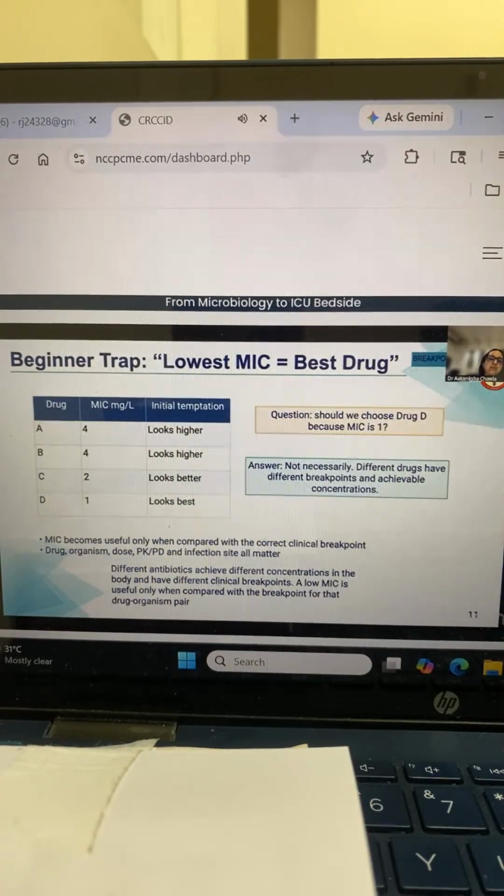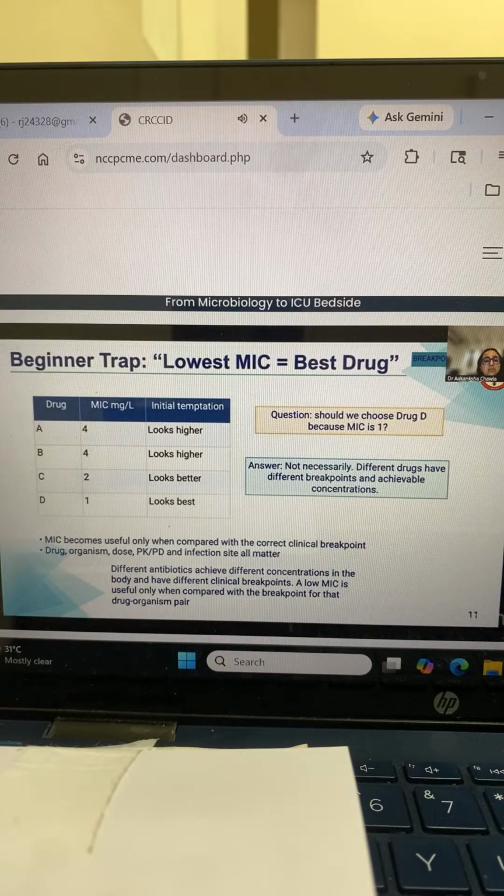Let's understand this with an example. For example, your patient's blood culture is growing E. coli and you've tested it for 4 drugs, 4 antibiotics as seen here, A, B, C, D. And you can see that your lab has given you the MIC values. So for drug A it's 4 and for D it's 1. So you automatically think that D, having a low MIC, should you choose drug D because it has the lowest MIC? The answer to this is actually not necessarily, because different drugs have different breakpoints and achievable concentrations. So MIC becomes useful only when it's compared with the correct clinical breakpoint.